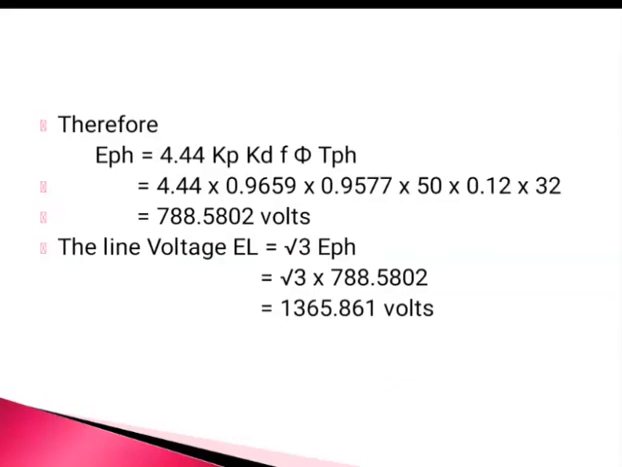By substituting all these values, the phase voltage of the induced EMF can be calculated by using the formula 4.44 Kp Kd F phi T. So by substituting all the values, we calculated E phase as 788.58 volts. By multiplying root 3 to this phase voltage, we get the line voltage, that is 1365.86 volts. This is the line voltage of the EMF induced.